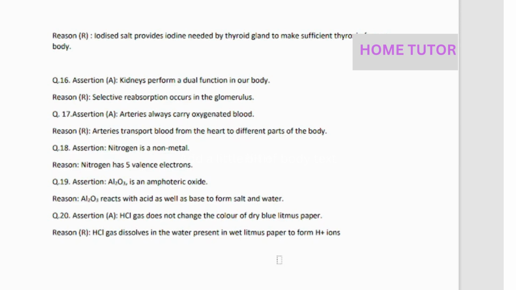Therefore the assertion is correct, that is HCl gas does not change the color of dry blue litmus paper, because dry litmus doesn't have water molecules to dissociate the HCl into ions. Reason is also correct, and the correct explanation of assertion: wet litmus paper has water molecules in which HCl gas dissolves to form H plus ions, and H plus ions change the color of blue litmus paper into red. So both assertion and reason are correct, and reason is the correct explanation of assertion. So the answer is option A.